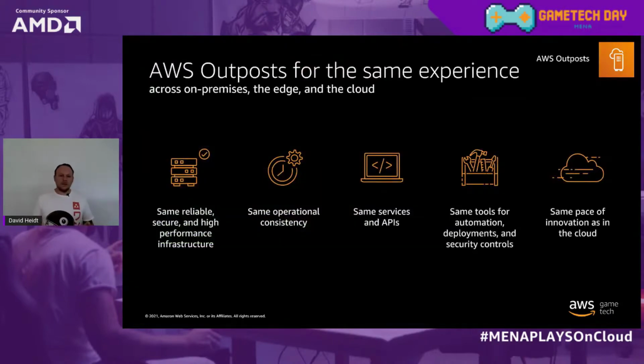And Outposts is basically a server rack that you can order from AWS and we ship it to the location where you want to install it. And the cool thing is it gives you the same experience that you have with AWS. It's the same API. It integrates into your VPC. You can use the same tools for automation like CloudFormation or Terraform, all of that. And you can basically just extend your AWS experience to one virtual region.